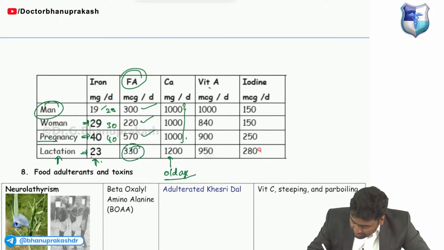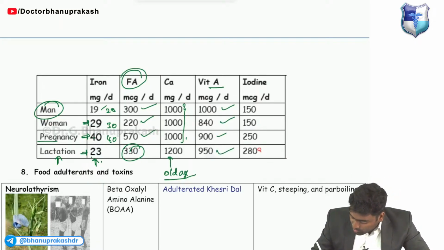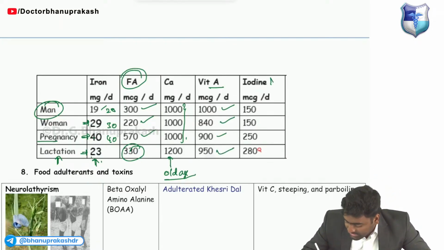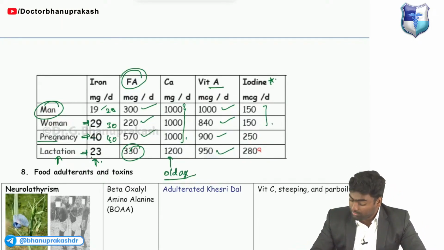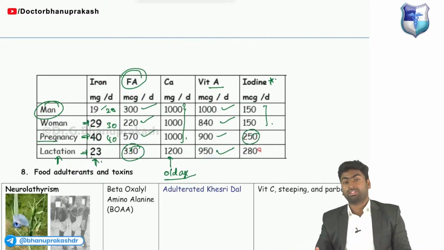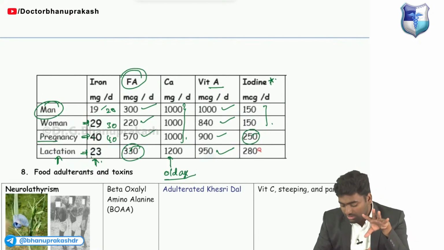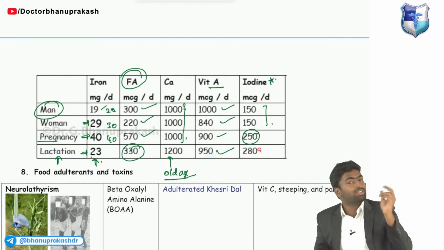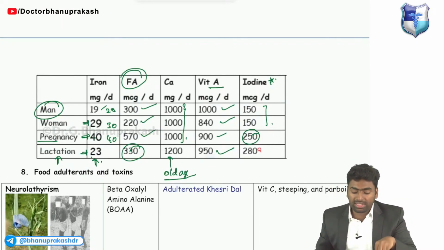Next, about vitamin A. For man it is 8000, woman it is 840, pregnancy it is 900, and lactation will give more, that is 950. And questions are being asked from the iodine part. For normal man and female it is 150, whereas during pregnancy it is 250, and during lactation it is 280. During lactation, the main things increased are calcium, which will obviously be given more, and iodine also, which is 280 during lactation of the child.